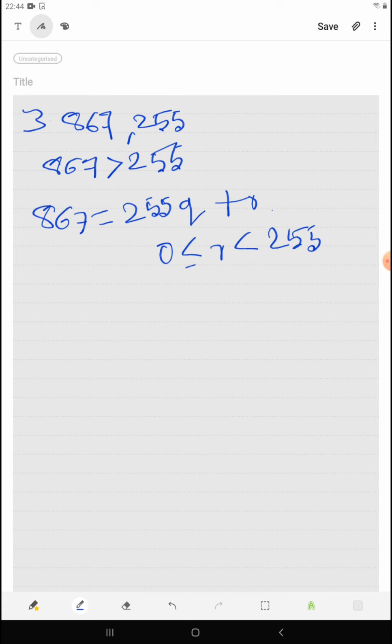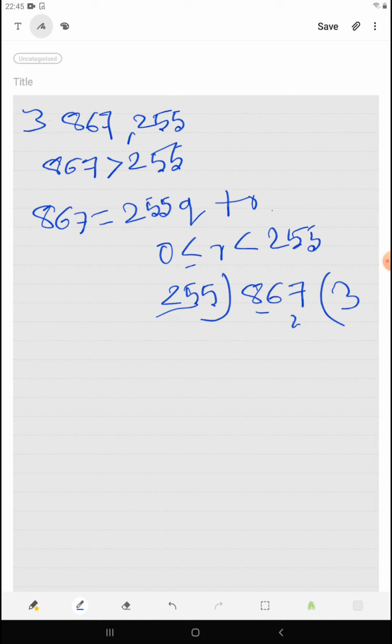Now let's divide it. Let's divide 867 by 255. So 255, 867. Okay. Let's take 3. Why I took 3, because 25 into 3 is 75, so it will come around 75. This 25 into 3 is 75, this is 86, so that's why I multiplied with 3. Okay, this is hit and try method. You can also try it.